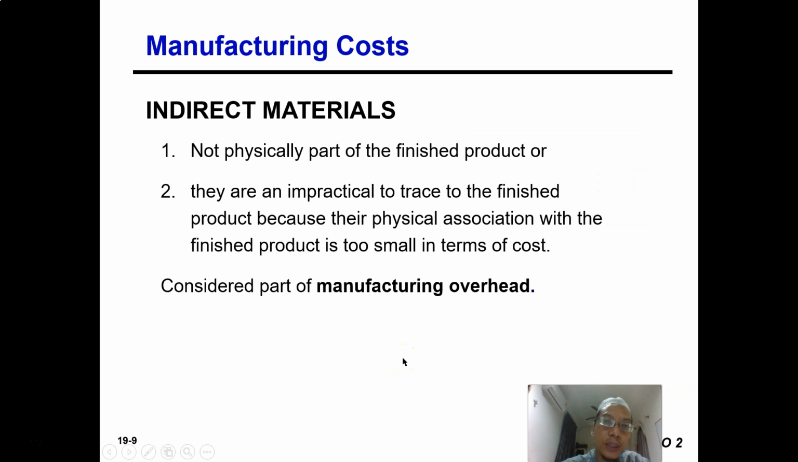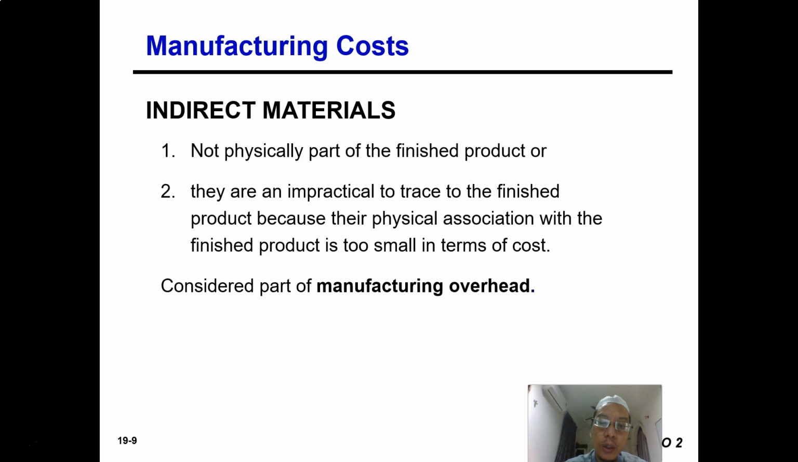There are also some indirect materials. They are not physically part of the finished products. If we try to find it in the car that is produced, we do not find it, but it is used nonetheless. Okay, for example, indirect materials refer to those items that are impractical to trace to the finished product because their physical association with the finished product is too small in terms of cost.